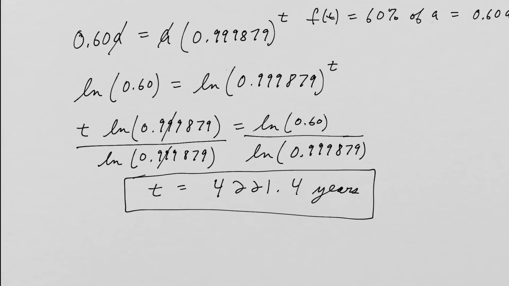And actually, it makes sense that it's a little less than 5,730, right? Because 60% of the original carbon-14 was remaining. And remember, the half-life was 5,730 years, and that would be the case if only 50% of the original carbon-14 was remaining. But we have a little more, 60%, so it's not quite as long. So that makes sense. So it seems like a reasonable answer, and that is the correct answer in this case.